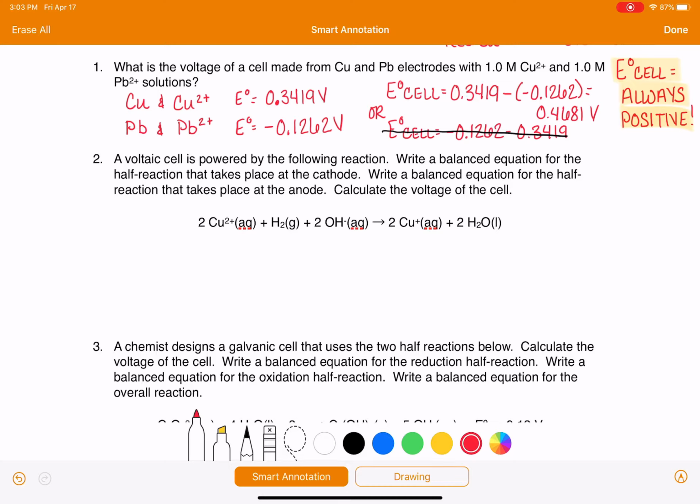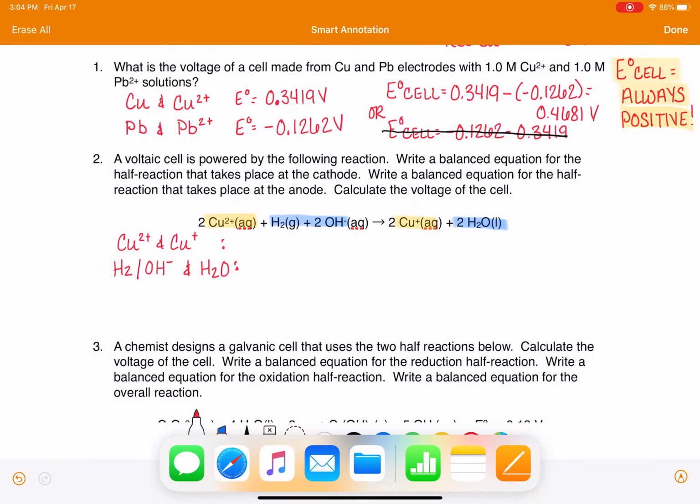What I want to do is start by identifying my half reactions. So I've got copper 2+ going to copper 1+. So I have a copper 2+, copper 1+ half reaction. And then my other half reaction is hydrogen and hydroxide making water. So I have H2, OH minus, and H2O. That one's going to be a little bit trickier for us to look for on the table. Let's go find the copper one first.